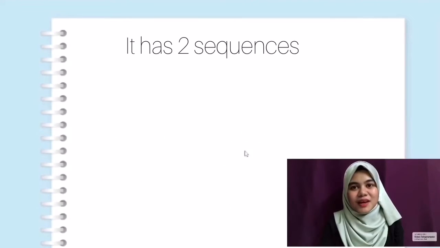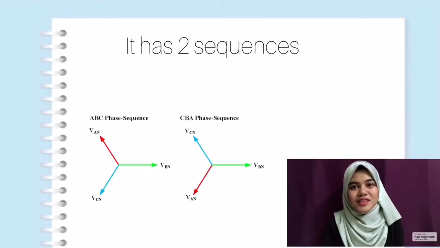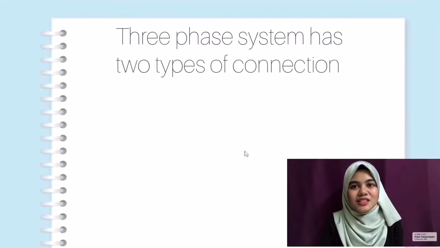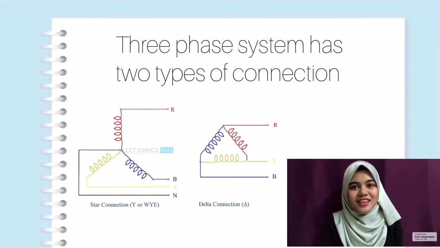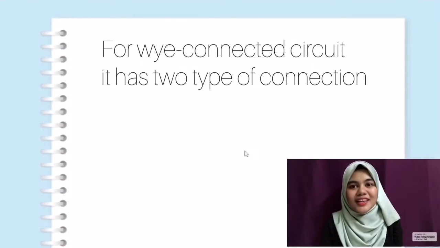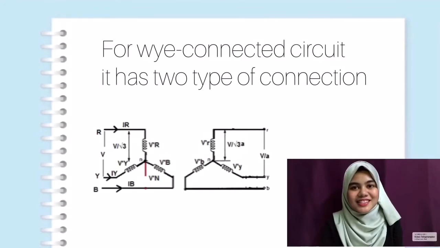Three-phase system have two sequence, which is positive sequence ABC and negative sequence ACB. Three-phase system has two types of connection for generator, which is Y-connected generator and delta-connected generator. Same goes to the load connection. For Y-connected three-phase circuit, it has two types of connection, which is 3-wire and 4-wire connection.